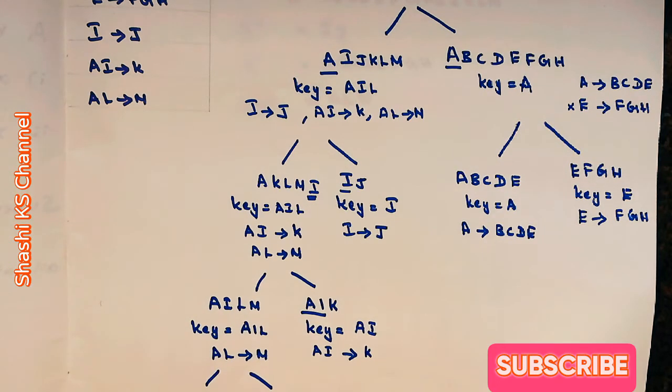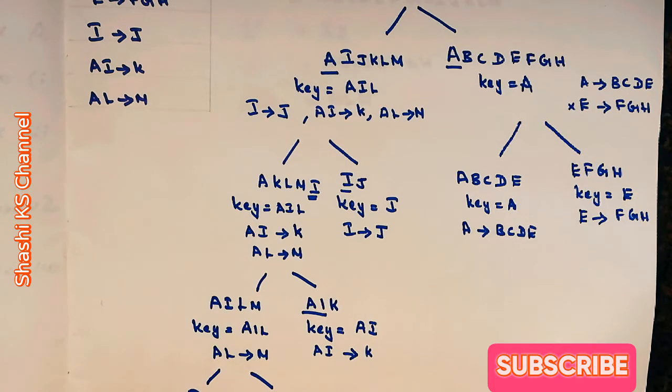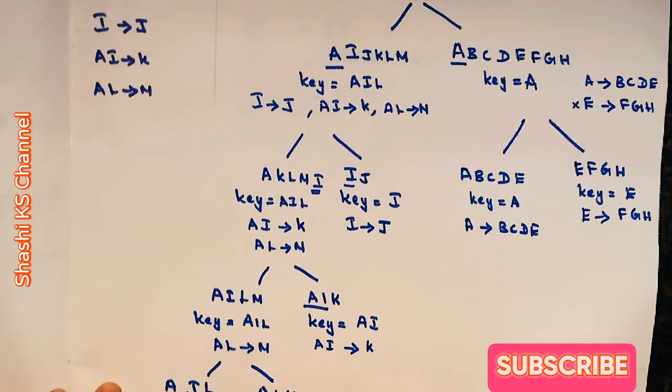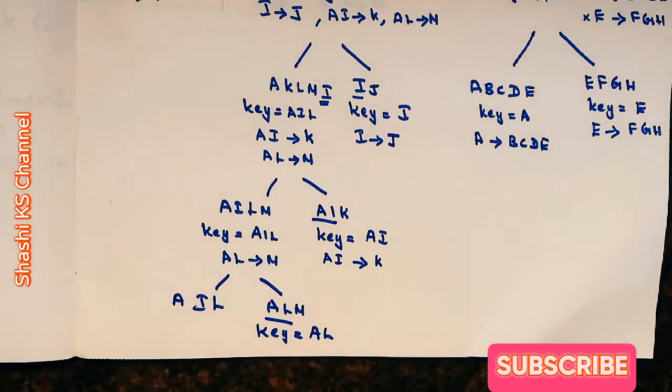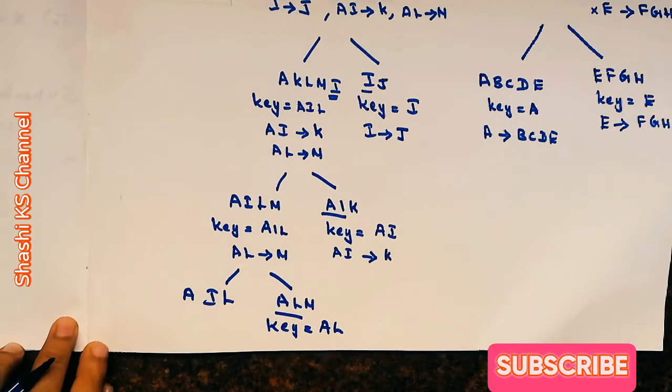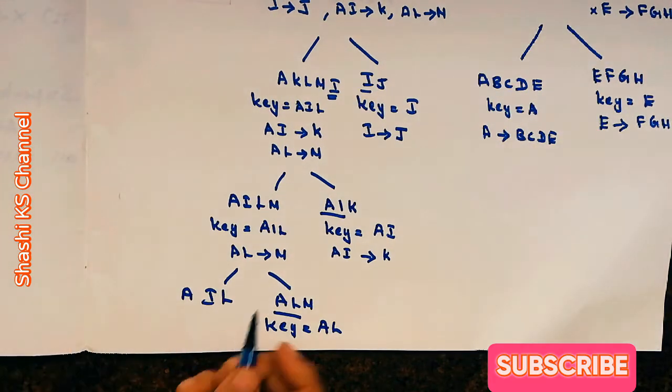What will be the other relation? The other decomposed relation will be everything other than ALM. Everything other than ALM is I only. But what is the key for this ALM? The key would be A and L. So A and L should be there on the other side of your relation also.